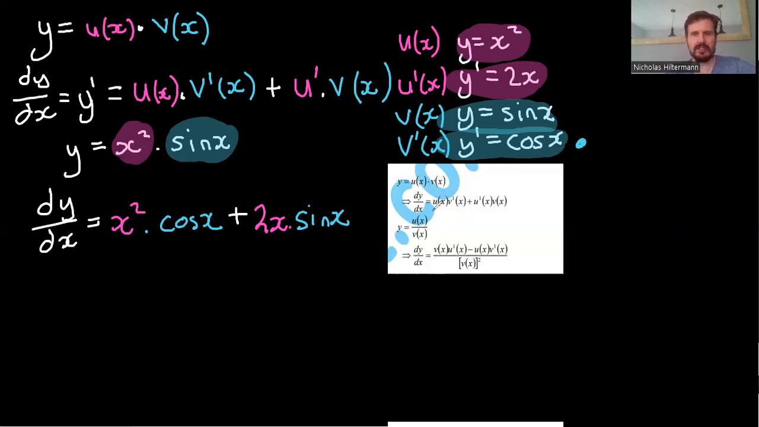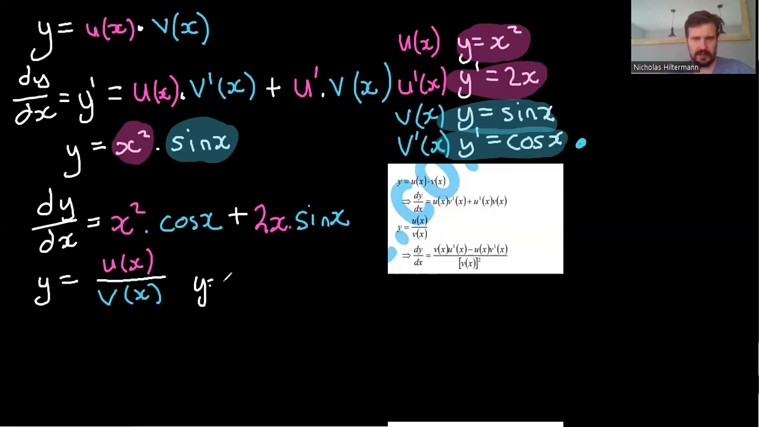All right, so now let's look at the second rule, which is the quotient rule. Again, I'm going to use colors here to make it a little more simple. So we have y equals, and our u(x), again, we're going to draw in pink, and our v(x), we're going to draw in blue. And so we just plug in the formula, right?